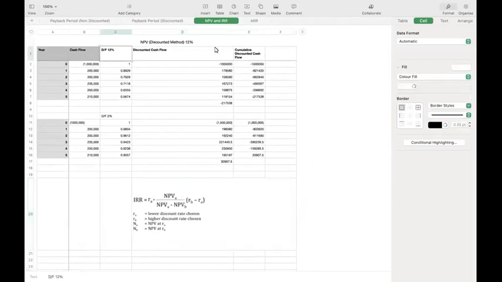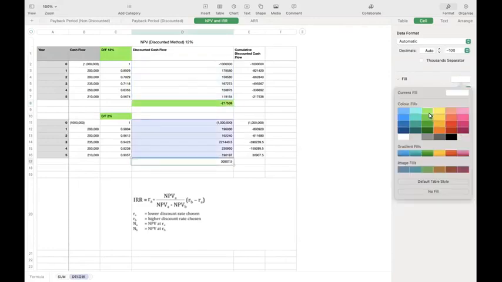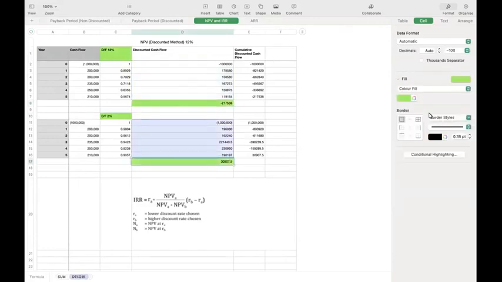I'm going to highlight the information that is required to calculate the IRR. We need the higher and the lower discounting factors, the value for discounting factor 1 and the value for discounting factor 2. These are the only four pieces of information that we need to calculate the IRR.